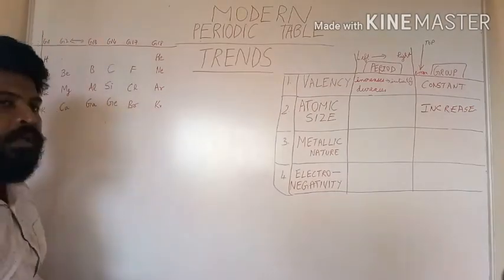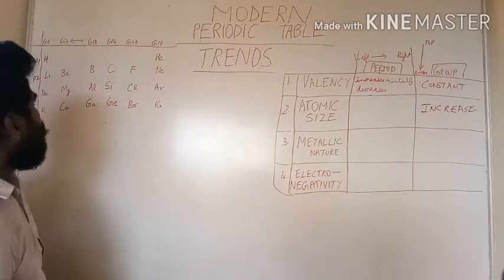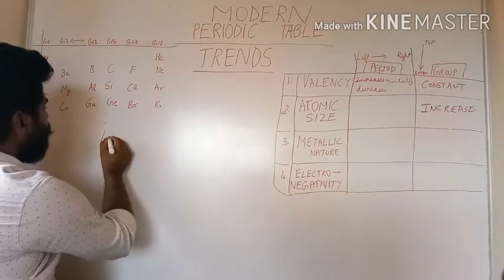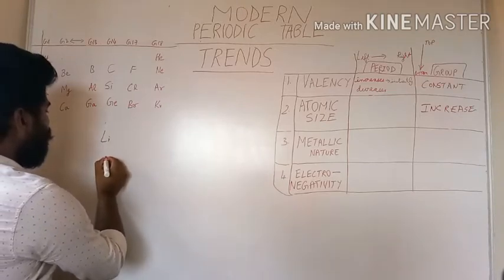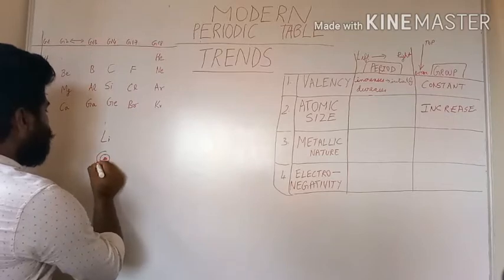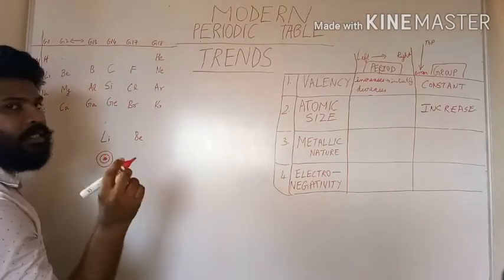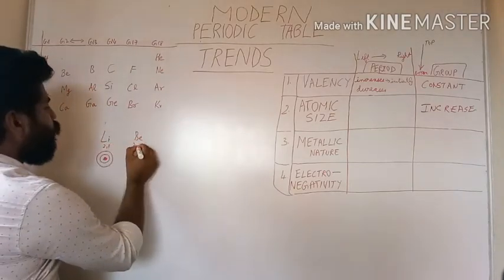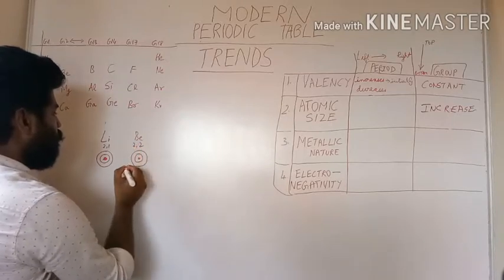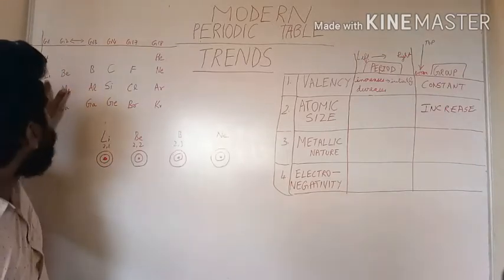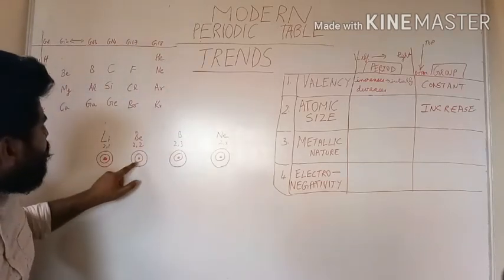How does it change in the period? Let us take once again the second period. So lithium, as we know, is 2,1. So this is my nucleus, K shell, L shell. Beryllium, atomic number is 4, so 2,2, which means there are 2 shells. In a period, elements of the same period will have the same number of shells.